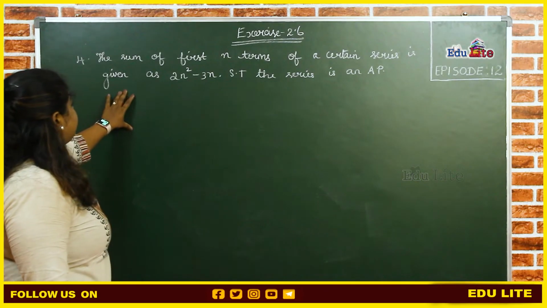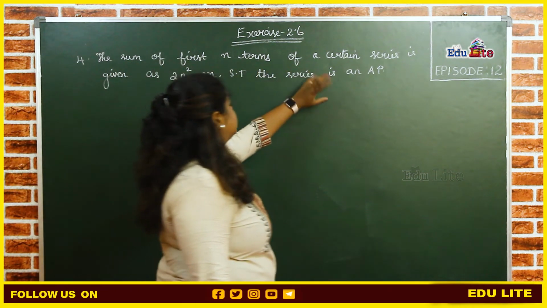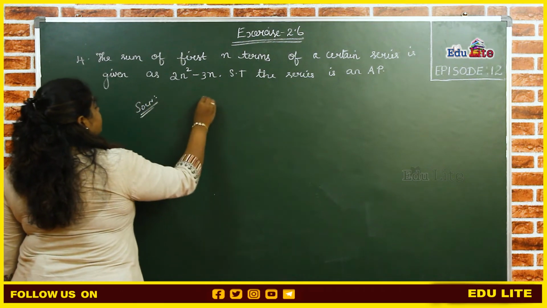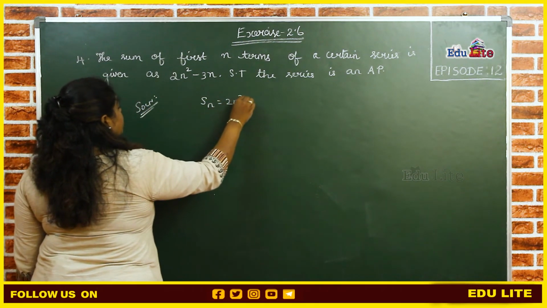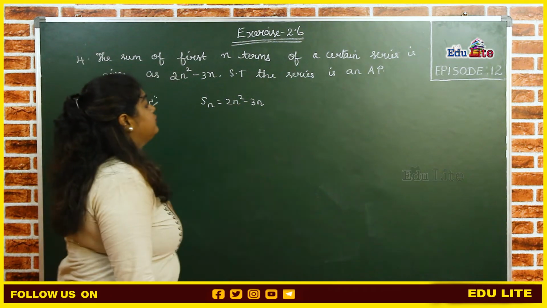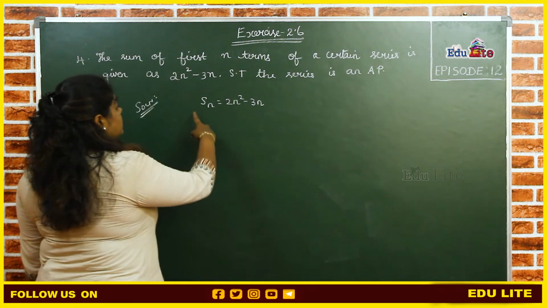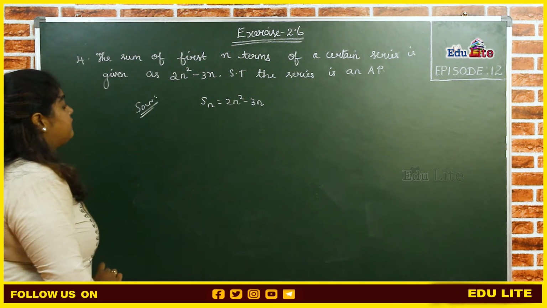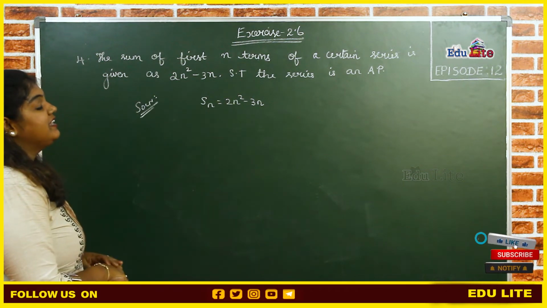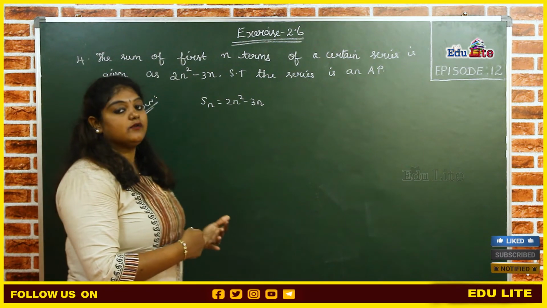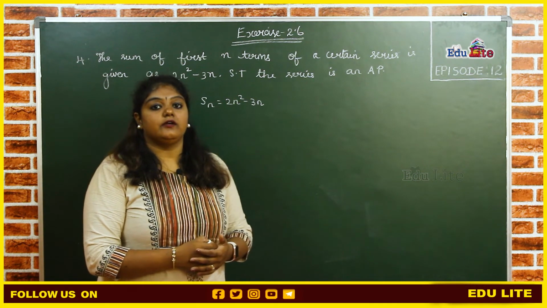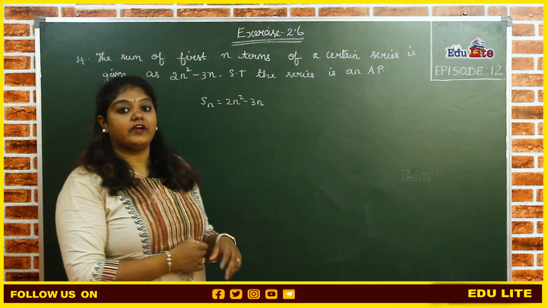In the fourth problem, we are given the sum of first n terms of a certain series, that is, Sn value is given as 2n squared minus 3n. What we have to do is show that this series is an AP. We know the value of Sn only. To find the series of an AP, we need the value of Tn. Why we need Tn is, if we know Tn, we can find the first term, second term and the last term, and conclude whether it is an AP or not. So we need to find Tn for that.